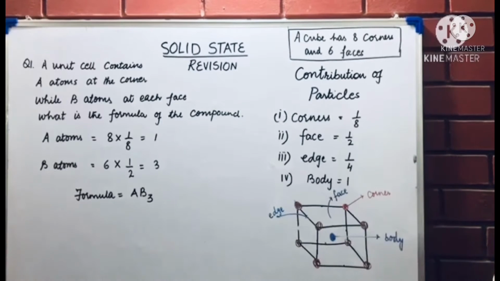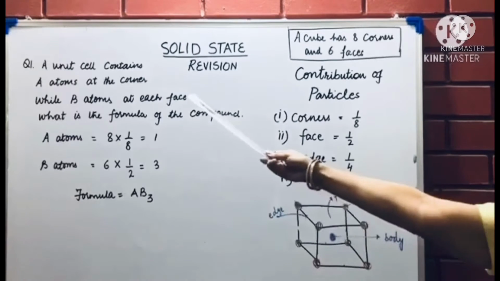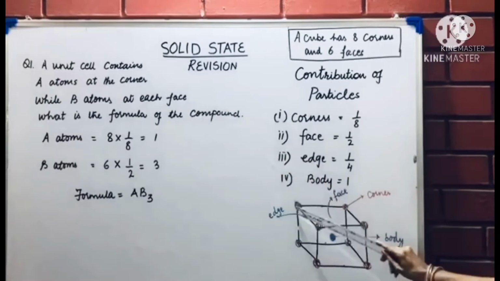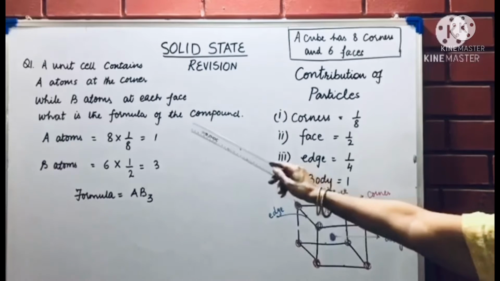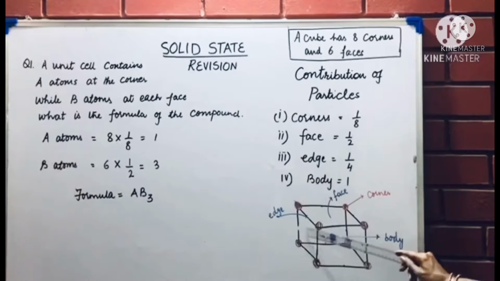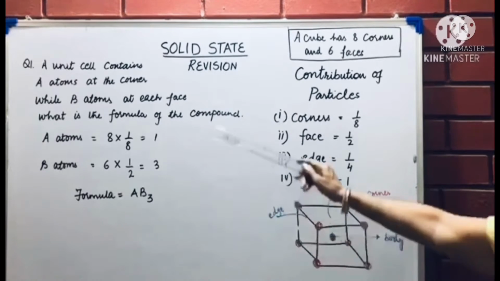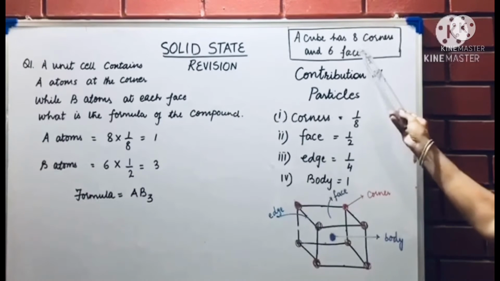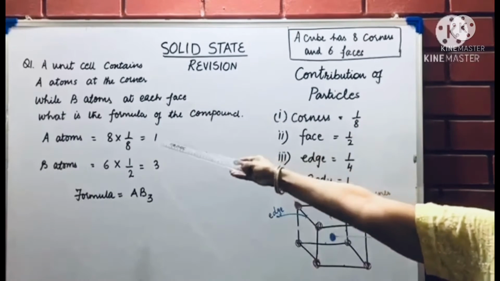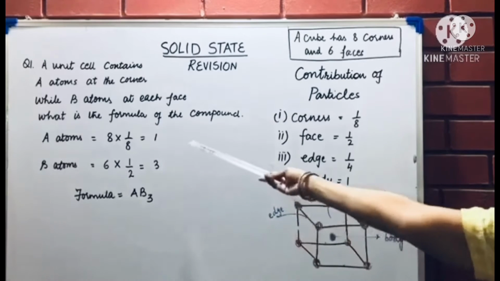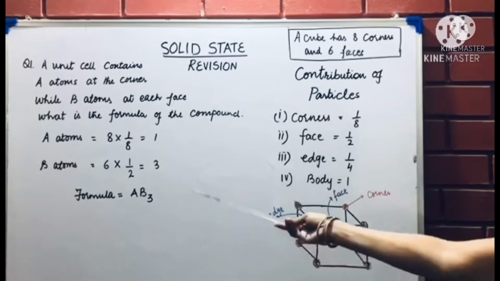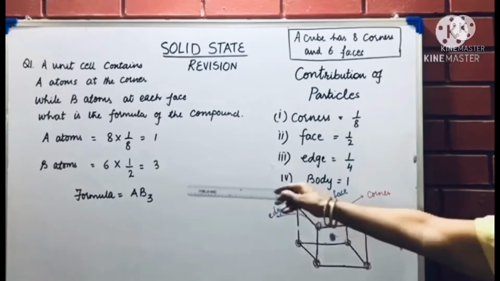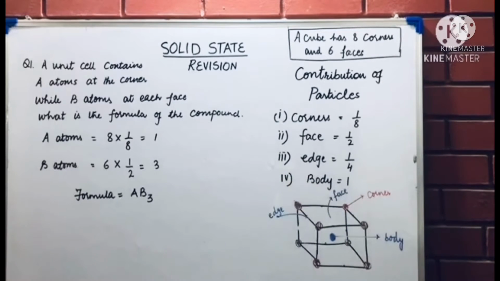So supposing the question says a unit cell contains A atoms at the corner, so it is present at the corner, while B atoms at the face. So at this face there are B atoms. What is the formula of the compound? So if this is the question, you will first find out through contribution. There are 8 particles in the corner. Each one has contribution 1 by 8. So it means there is 1 atom. And B atoms, there are 6 faces. Each one is contributing half. That means 3. So formula becomes AB3.